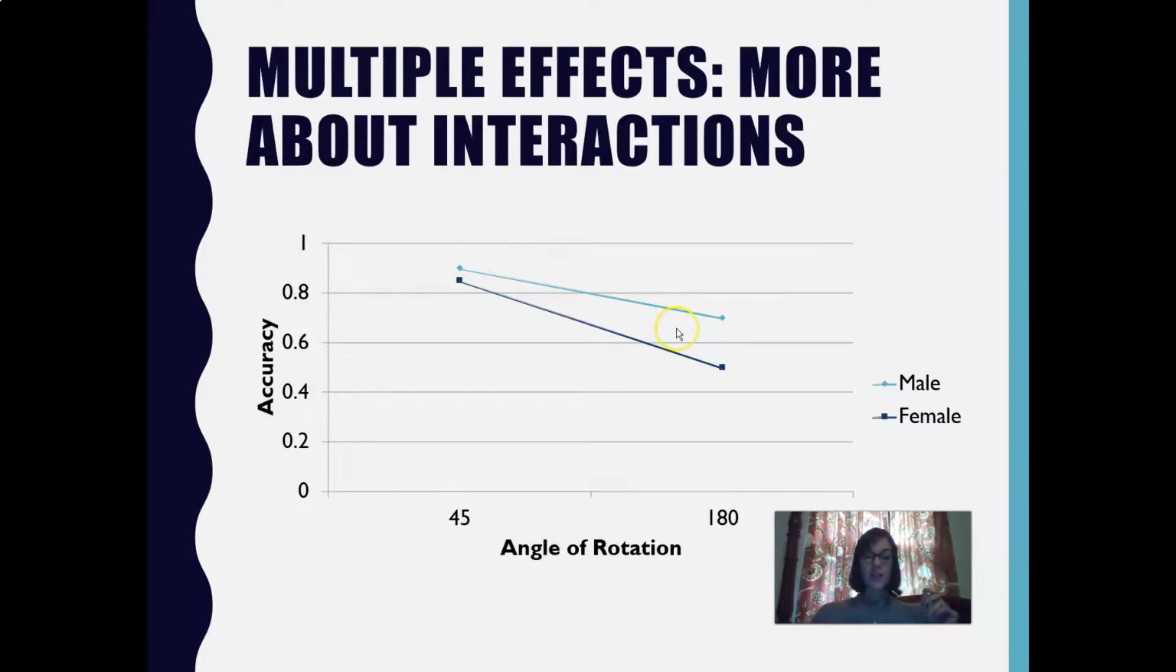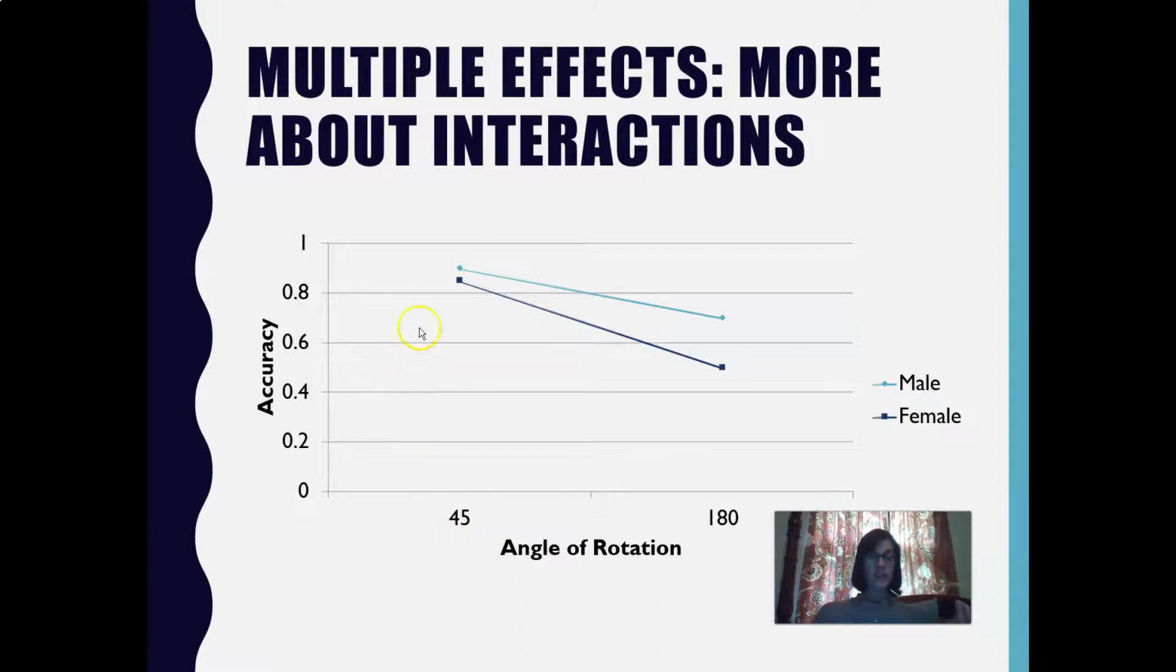It's possible here that there is a main effect of gender. I don't know if it's statistically significant, but it looks like there could be an effect here. Why? Because my male participants are always performing better than my female participants, regardless of angle of rotation. They're always doing better. Odds are pretty good too that there's probably an effect of angle of rotation.